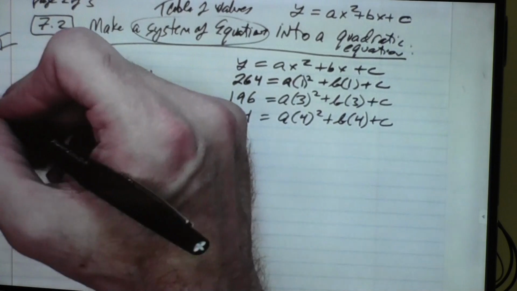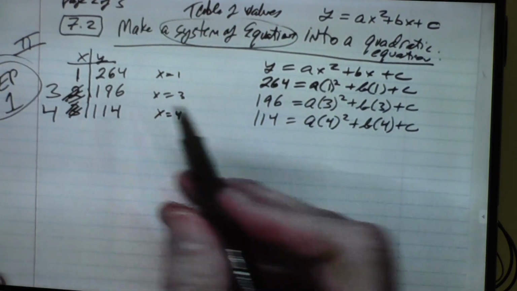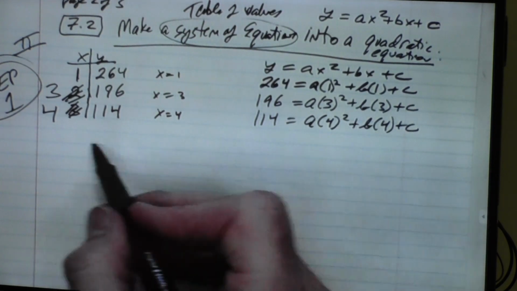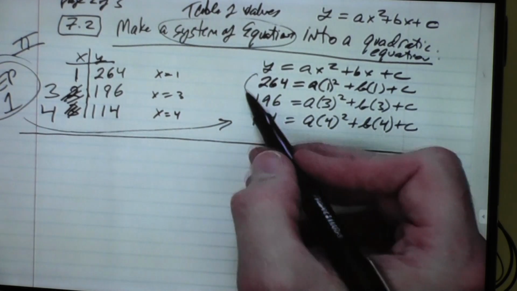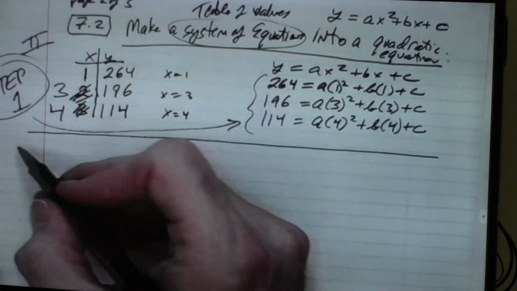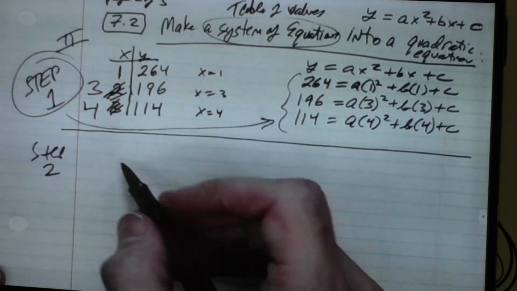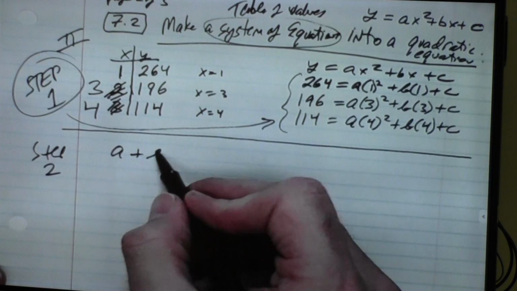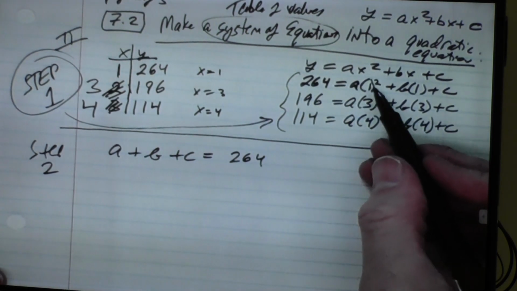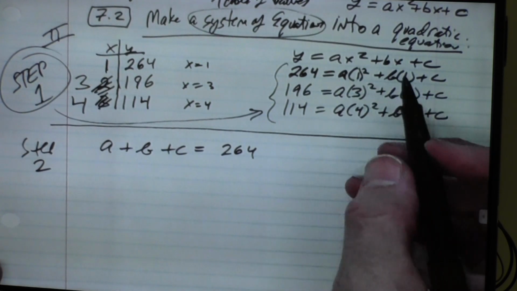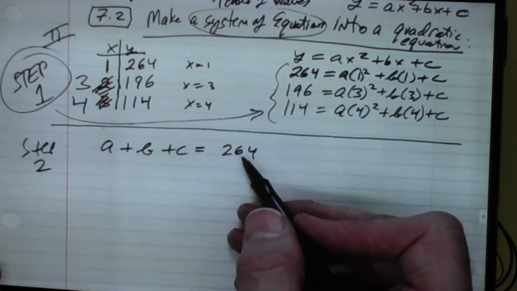This part here, I call all of this step 1. You're given this, you have to make those. So step 1 is to make those. For step 2, we're going to take this and simplify it. Okay? So I'm going to say that a plus b plus c is equal to 264. All I did is do the 1, but I like having it with this over here. I could have said 264 equals that, it's just easier to work with here.